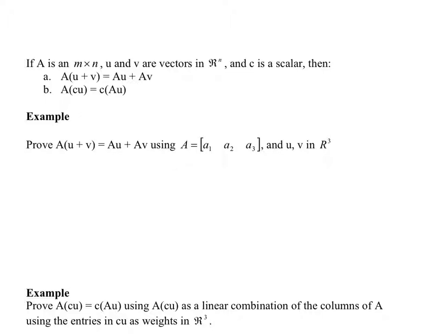So A is an m by n matrix. U and V are vectors in Rn, so n dimensional space. And C is a scalar. Then we have these two properties. The distributive property: matrix A can be distributed through vectors U plus V. The sum of two vectors, visually, we learned about what that takes the form of in the form of a graph, last time, two classes ago, I think.